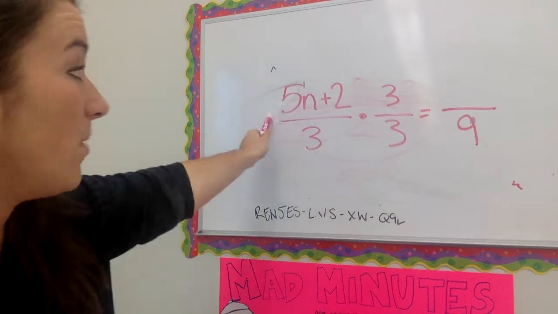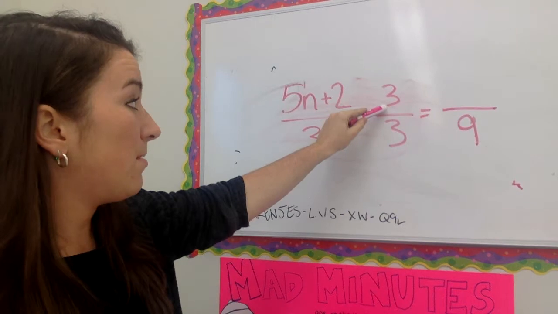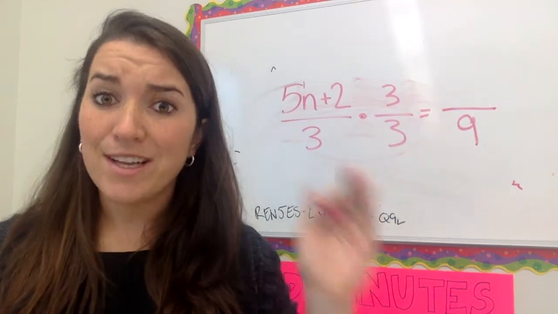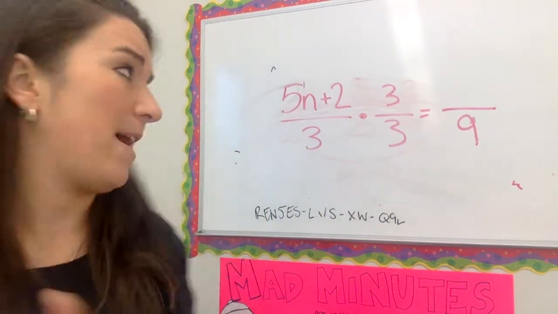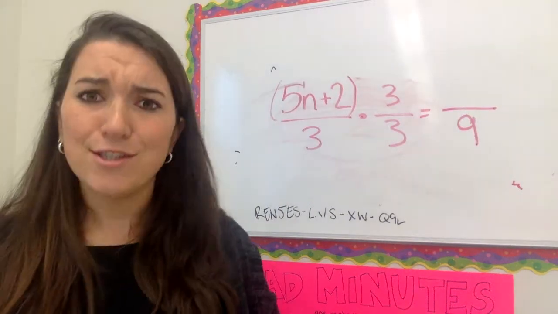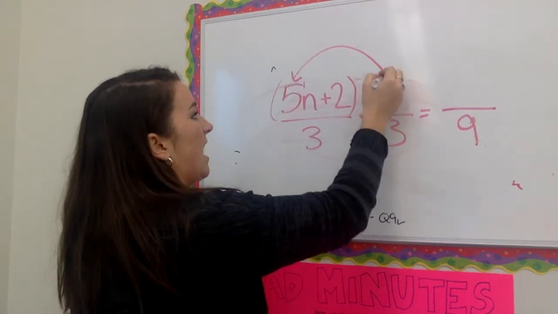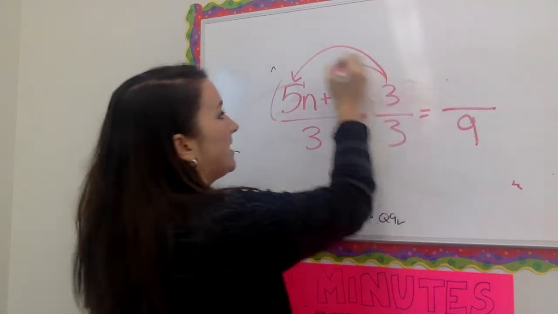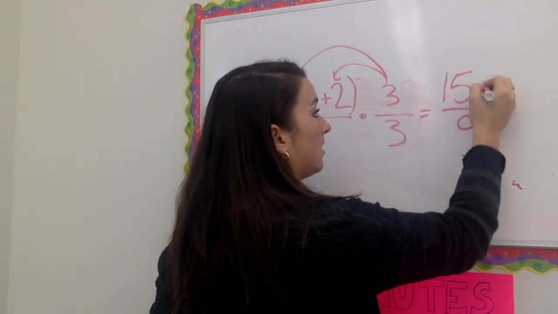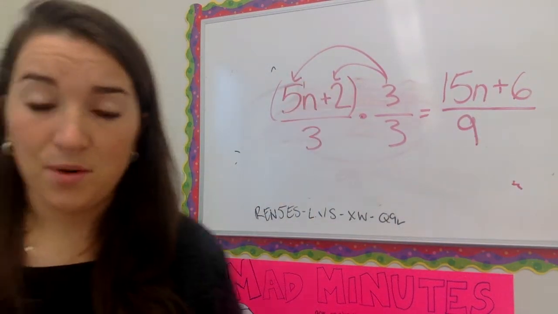So on the top, we have an expression with a variable and then a number. So I'm seeing that I'm multiplying a number by an expression with a variable. I'm going to put parentheses around my expression so that I remember that I have to multiply the whole thing by 3. And now it looks like something I'm a lot more familiar with. Now it's a distributive property. So I'm going to take this 3, distribute it to the 5n, and then distribute it to the 2. So I'll get 3 times 5n, which is 15n, plus 6. Because that's 3 times 2.